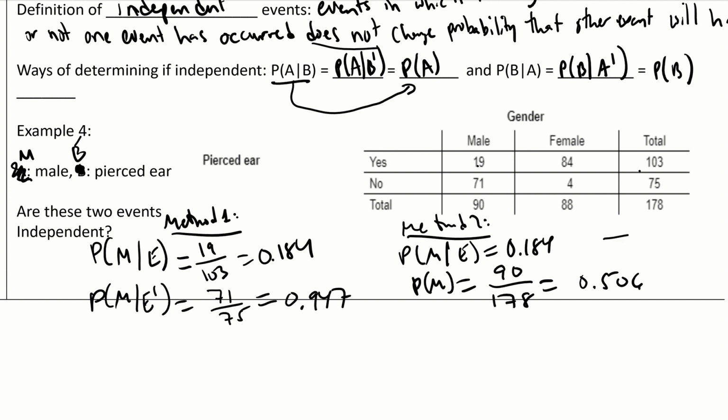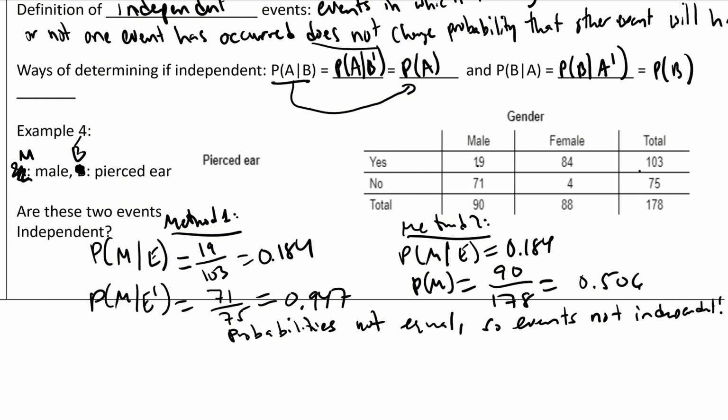So we can see that the probabilities are also not the same, which indicates that 50% of the population is male, according to the sample, yet 18% were those with pierced ears. So if they were independent, then it should be the same percentage of males that there are in the population as there are in any case. Okay, so in this case, we're going to say that the events are not independent. So probabilities are not equal. So events are not independent. Hence, there's a relationship between the gender and whether or not they pierced their ears.